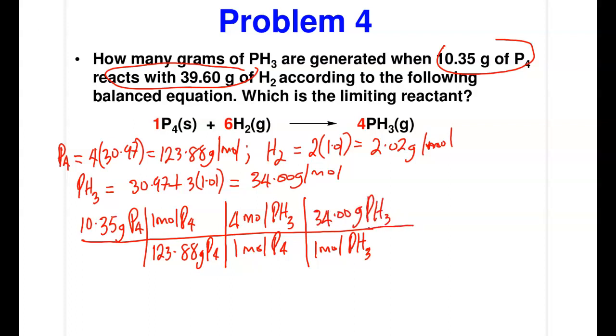And if I cancel everything I have, let's see. Grams of this cancel grams of this. Mole of this cancel mole of this. Mole of this cancel mole of this. And then my answer is going to be 11.36 grams of PH3.